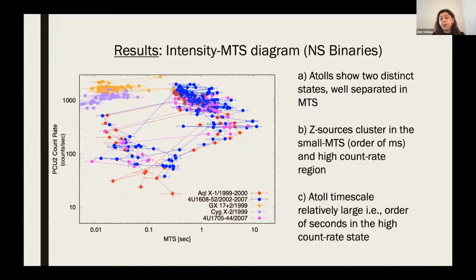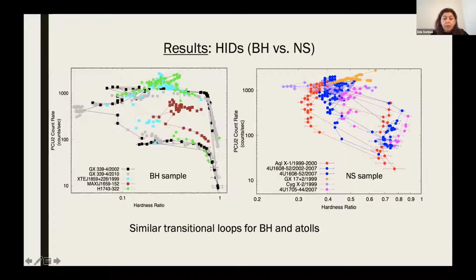If you look at the neutron star binaries' intensity MTS diagram, the atoll shows 2 distinct states well separated in MTS. Z sources cluster in a small MTS region, on the order of milliseconds. The atoll time scale is relatively large, on the order of seconds, in the high count rate state. If you compare the hardness intensity diagram for black holes and neutron stars, they show similar transitional loops for black holes and atolls.